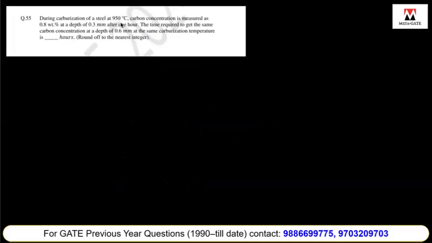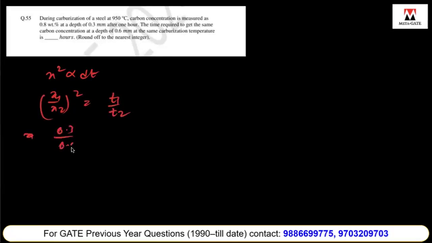During the carburization of steel at 950 degrees centigrade, the carbon concentration is measured as 0.8 weight percentage at a depth of 0.3 millimeter after 1 hour. The time required to get the same carbon concentration at a depth of 0.6 millimeter at the same carburization temperature is dash hours. So according to Fick's law, x square is proportional to Dt. For the same diffusion, x1 square by x2 square will be equal to t1 by t2. So it is 0.3 by 0.6 square is equal to t1, which is given as 1 hour, and t2 you need to calculate. So t2 is equal to 4 hours. The answer is 4.